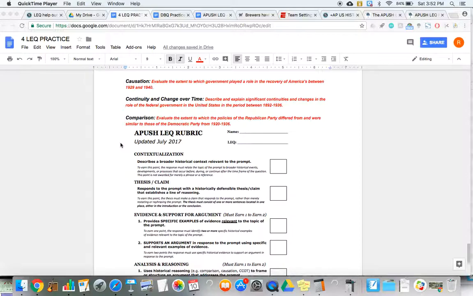I'm going to talk to you a little bit about your LEQs. We're going to do an LEQ this week. And it's been about 3 or 4 weeks since we last talked about the LEQ, so I did want to touch base again to talk about the skills and to talk about your rubric.